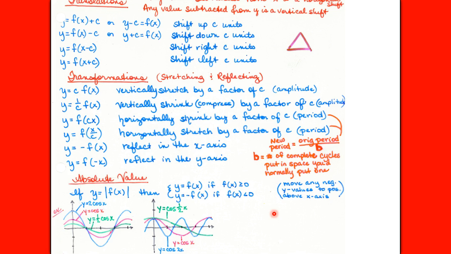So again, when we're calculating this idea of the new period, we need to know the original period. For our trig functions, remember sine, cosine, and their reciprocals, secant and cosecant, have a period of 2 pi. But tangent and cotangent are different. What's the period for tangent and cotangent?